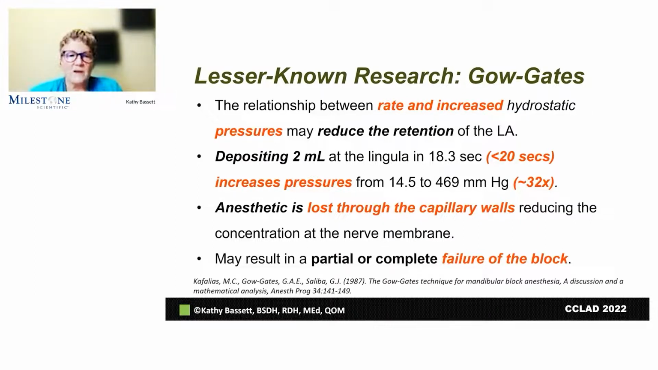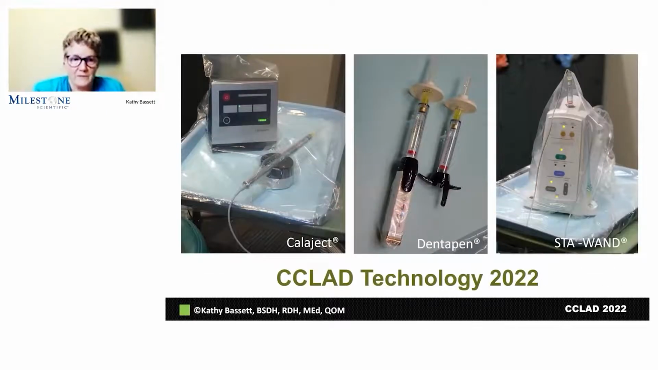One of the things they also found was that at that rate and pressure, the anesthetic can be lost through the capillary walls. There is actually going to be less drug going to the nerve membrane because it's being picked up into the local capillary walls and carried away. One of their premises was that rapid injections can actually reduce your success because we're aiding the anesthetic in escaping away before it fully bathes those neurons.